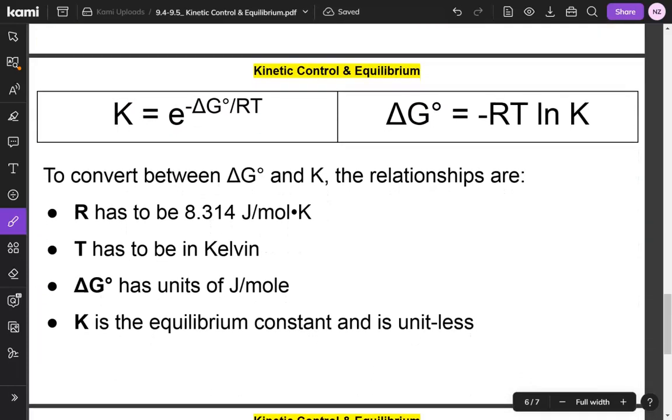All right, so here are some important equations that we're going to need in terms of delta G and K. So here are the relationships. These are two equations that you can use to convert between them. Now, R is a constant. R will always be 8.314 joules over moles times Kelvin. Your temperature always has to be in Kelvin. Delta G has to have the units of joules per mole, not kilojoules per mole. And K is going to be our constant. It will not have units. So the important things are these three to make sure that you're in the correct units when you're using these equations.